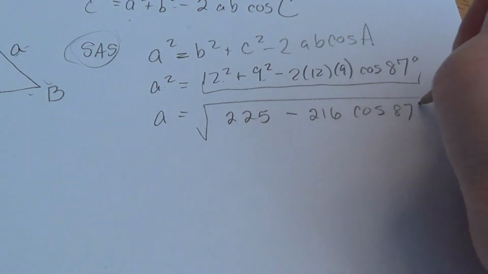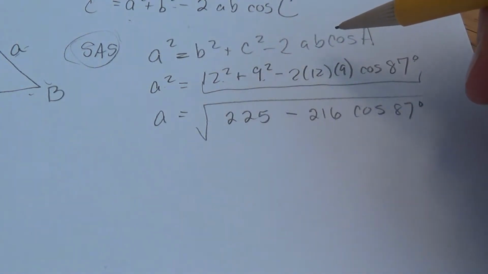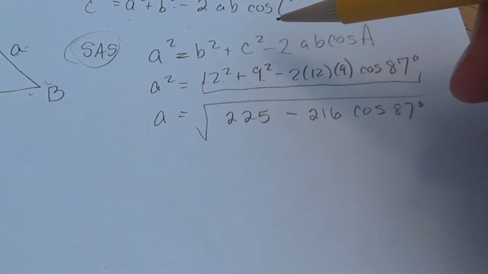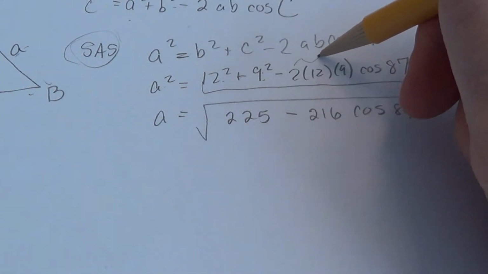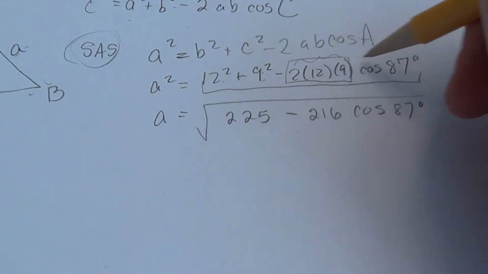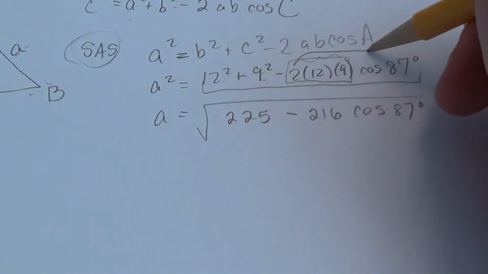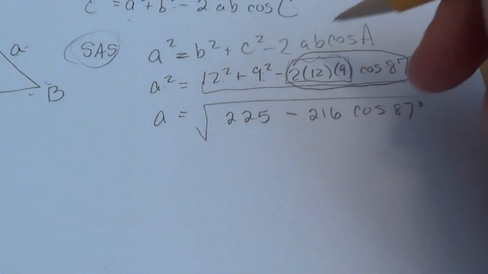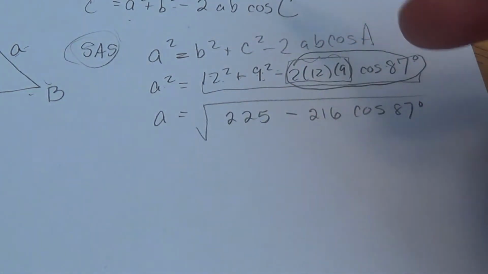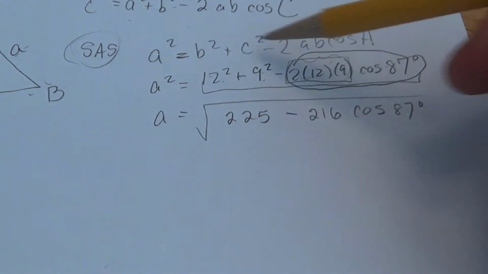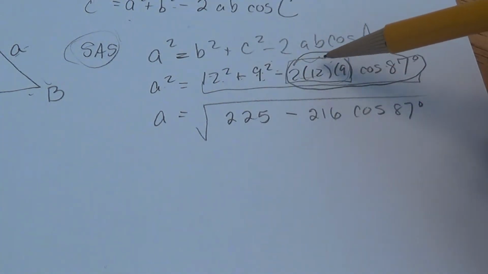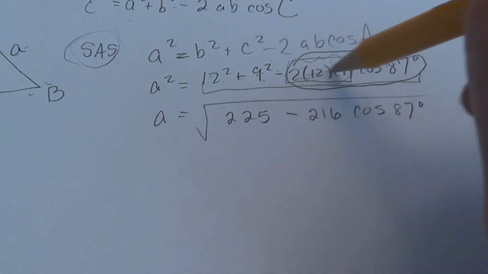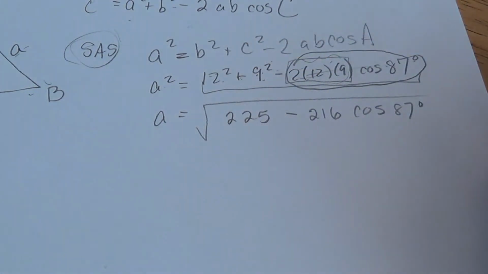Now, one of the problems is forgetting the rules of order. Notice this and this may be added, but it cannot be added to this because this is held to this by multiplication. So I have to do my multiplication first, this whole thing, before I can combine it with that. Many students will take whatever this number is and go 12 squared plus 9 squared minus whatever this is. And that is disobeying the rules of operations. You must do multiplications before you do additions and subtractions.